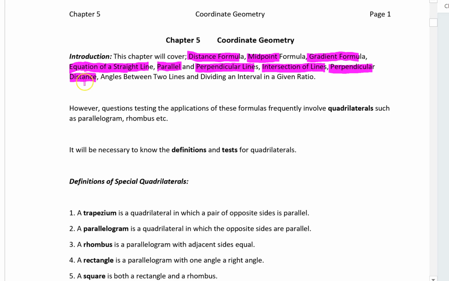Perpendicular distance, that could also be a formula you may not have come across. Angles between two lines, possibly, though some of you will. And this one is certainly the extension concept that you most probably haven't touched on before, but like I said, it's based on the midpoint formula. Close connection there between those two.